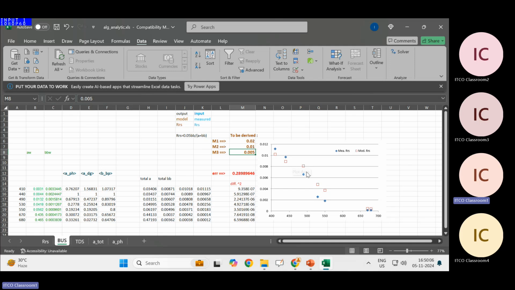But still, now you see, the longer part, see that this green wavelength is too high compared to measurements. Then what should we do? We should reduce some of these. Basically, we have to reduce the BBP. That's M3. Here, this is 0.005. Let's make it 0.003.